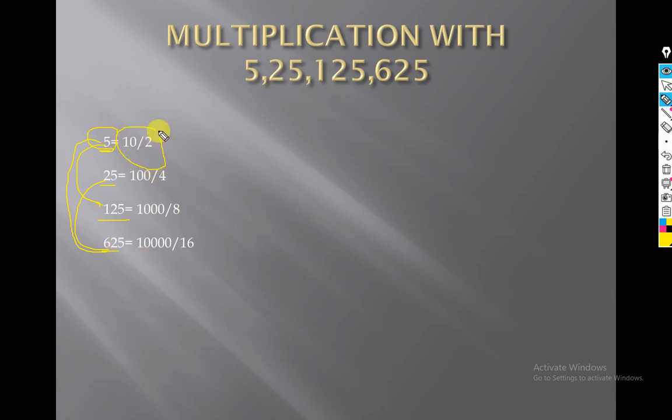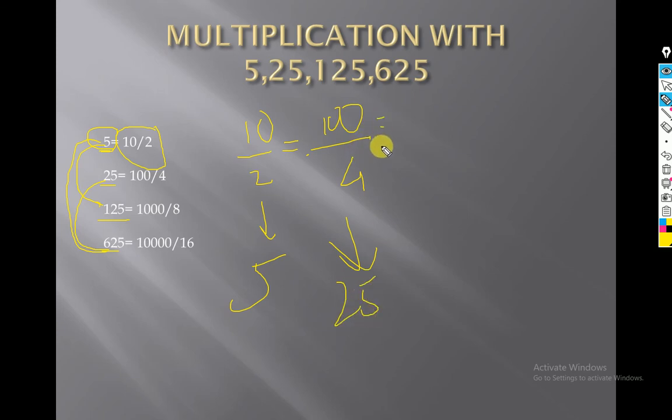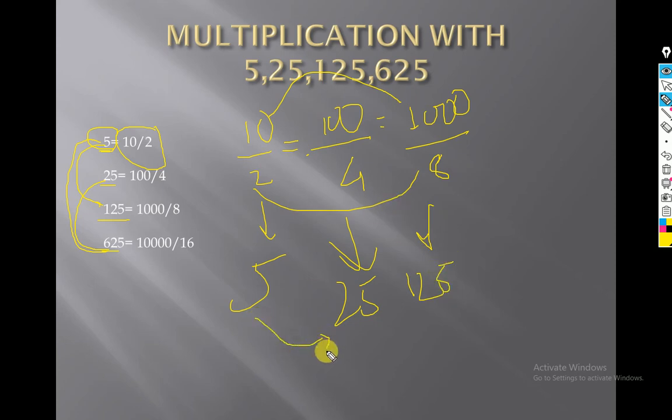Similarly, look at these. 10 by 2, if you square them, it gives 100 in the numerator and 4 in the denominator. This is 5, this is 25. Now if you cube them, you get 1000 and 8. This comes out to be 125. So you see, if you square 5, you get 25, and the cube of 5 is 125.